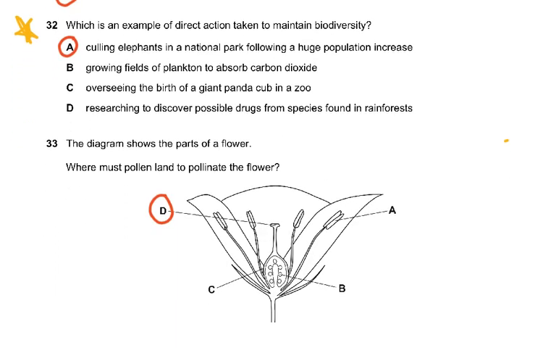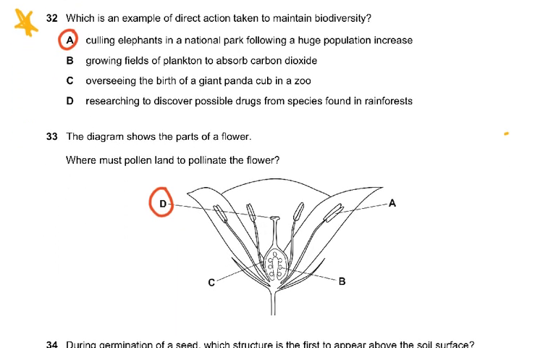Then coming on to question number 32. Now this is mentioned in the exam report. It says this was also difficult and was another occasion where candidates had to read the question carefully. The key concept was biodiversity, which is an example of direct action taken to maintain biodiversity.